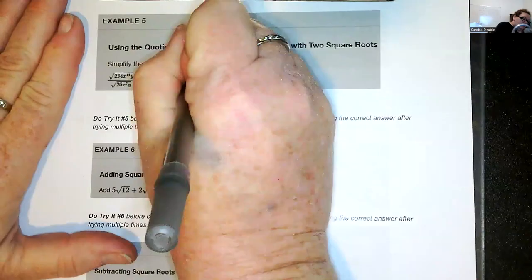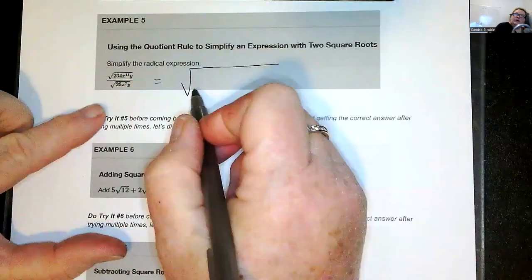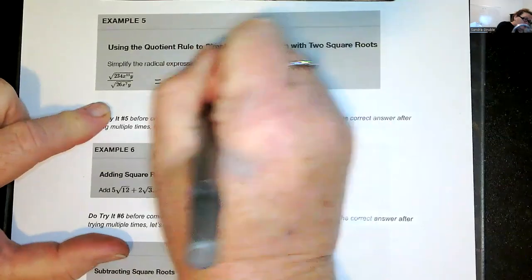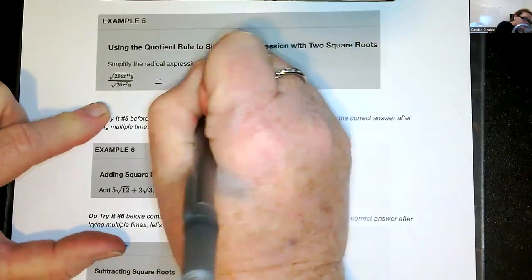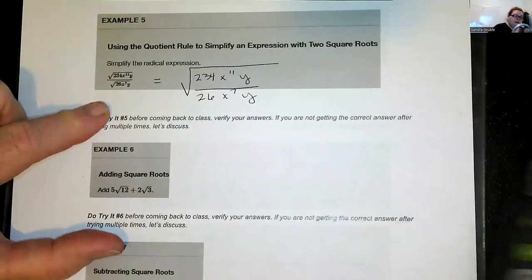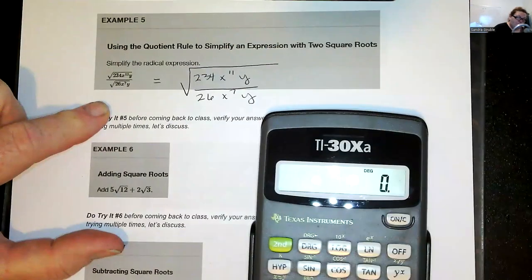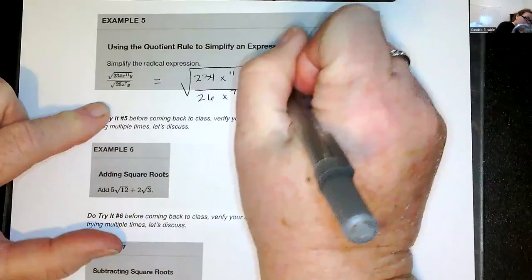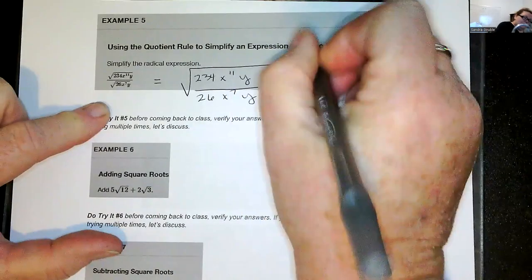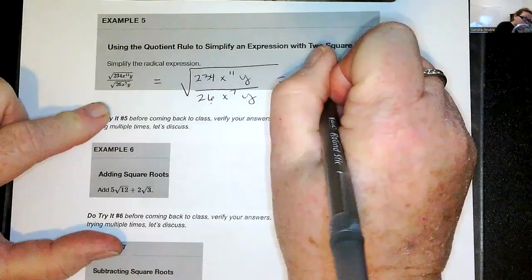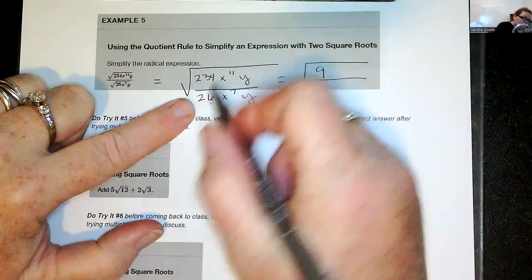So this entire thing I'm going to put under one big radical. So 234 x to the 11th y over 26 x to the 7th y. The reason I want to do that is I want to see if 234 is divisible by 26. Heck yeah, it is. So that just means I'm going to keep my square root. I'm not doing anything exciting. 234 divided by 26 is 9. And that becomes a 1.